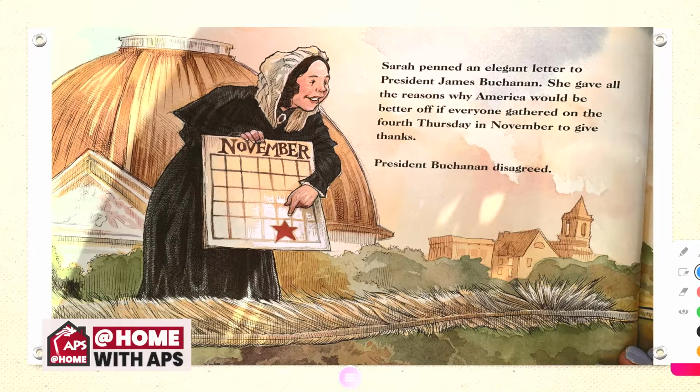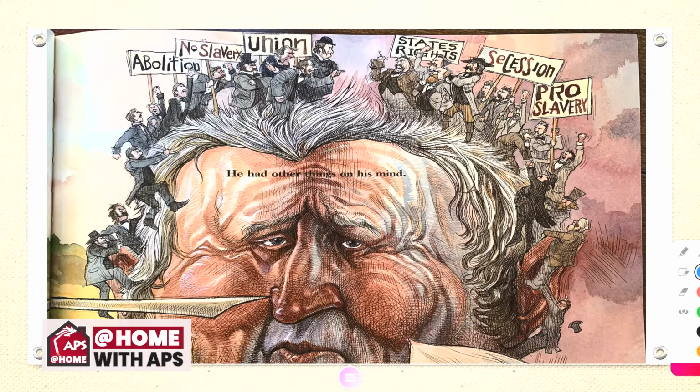Sarah penned an elegant letter to President James Buchanan. She gave all the reasons why America would be better off if everyone gathered on the fourth Thursday in November to give thanks. President Buchanan disagreed. He had other things on his mind. It was a busy time in our country. A lot was going on.